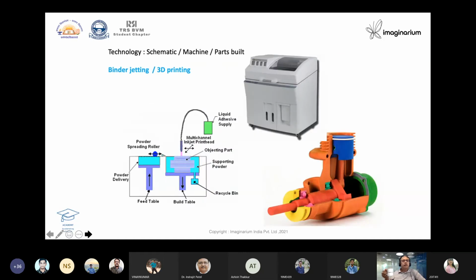Then came one more technology called binder jetting. Binder jetting is something like this: you go to the kitchen, you have some atta, and take some glue and put it on the atta. What will happen? The glue will start absorbing the atta, and it becomes like a hard stone, a globule or whatever. The same technology is used here. So you have a platform on which you screen print a glue and pour the powder there, like a rangoli. The glue will absorb, and that becomes like a kind of cardboard.